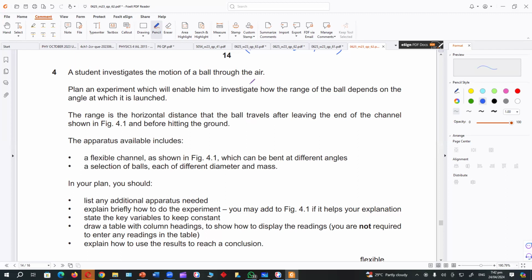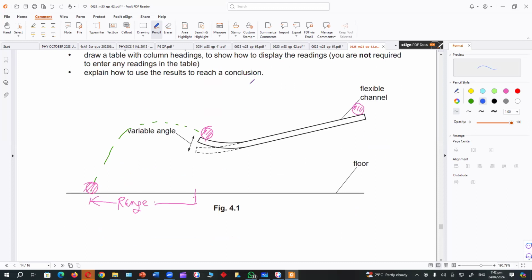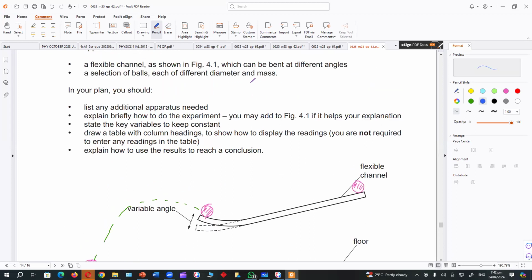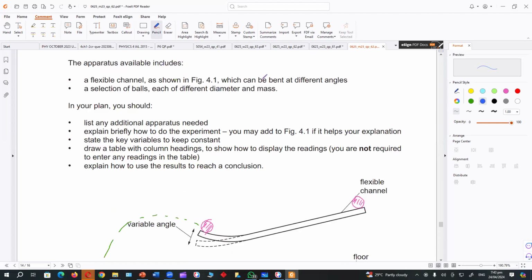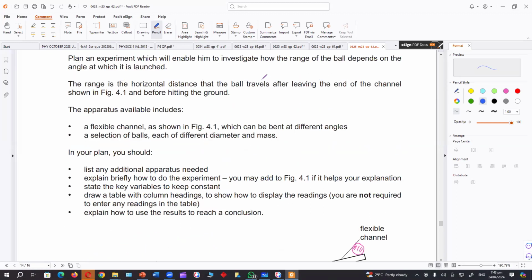The apparatus available includes this apparatus, and the ball will come from the slope and it will go into the air like a projectile. It will go through the air like a projectile and then it will come down. A flexible channel is given, and a selection of balls, each of different diameter and mass.